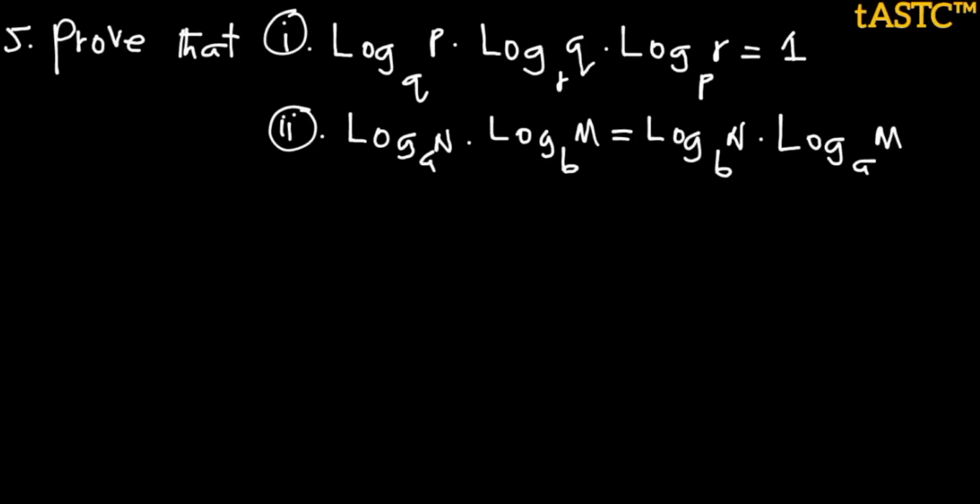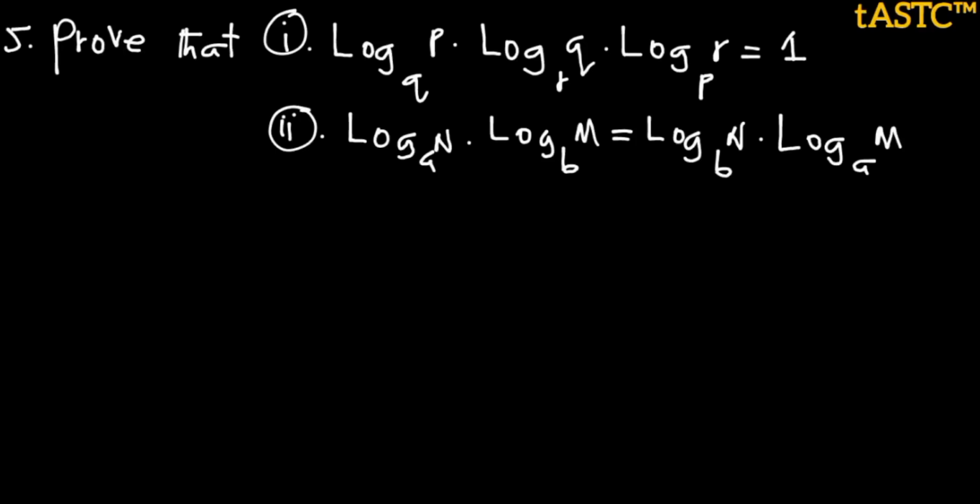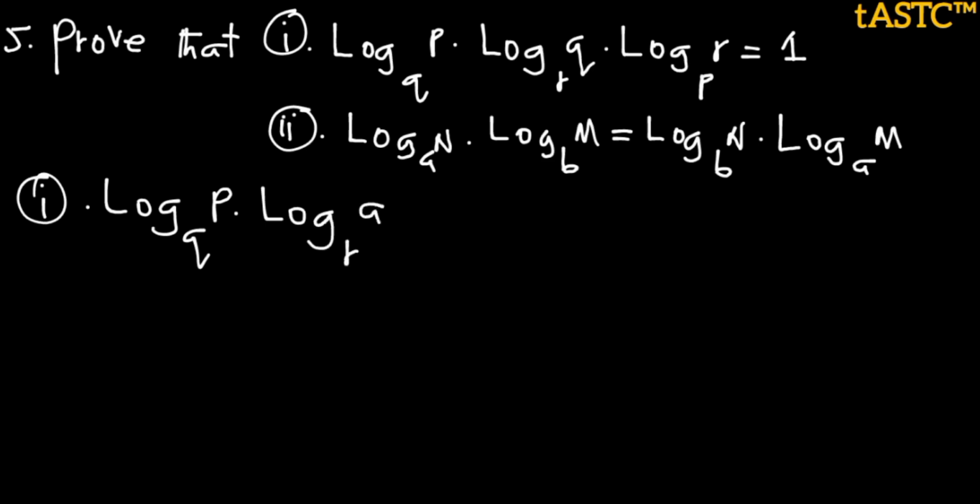Now here is a 5th question. We need to prove that these are correct. So let us start with the first one. Now we have that log to the base q of p multiplied by log to the base r of q multiplied by log to the base p of r is equal to 1.